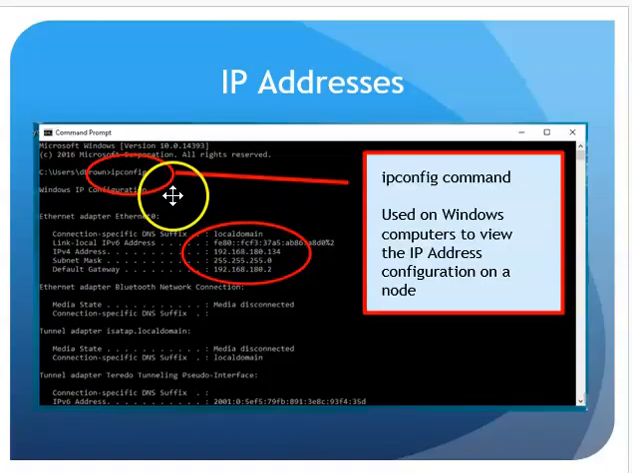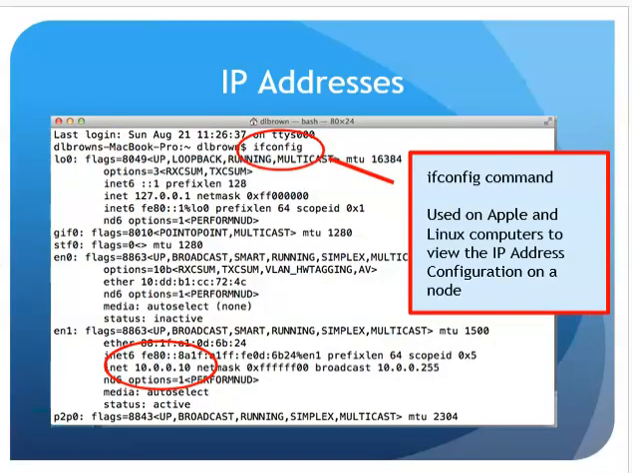If I want to look at my IP addresses, ipconfig on a Windows machine lets me see the IP. ifconfig on a Linux or Apple machine will let me see the IP address.